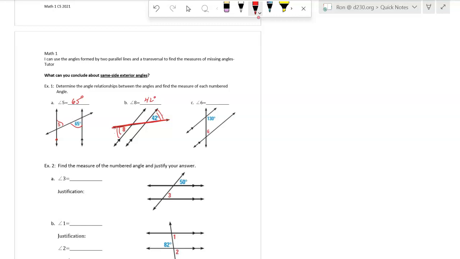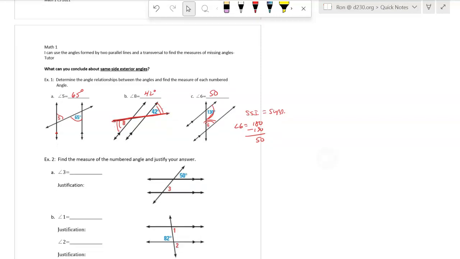Now, angle 6 for this one. If I take this angle and I take this angle, those are same side interior. What do we know about those? They are supplementary, meaning they add up to 180. So to find angle 6, all I'm going to do is 180 minus 130, and that would give me 50 degrees.